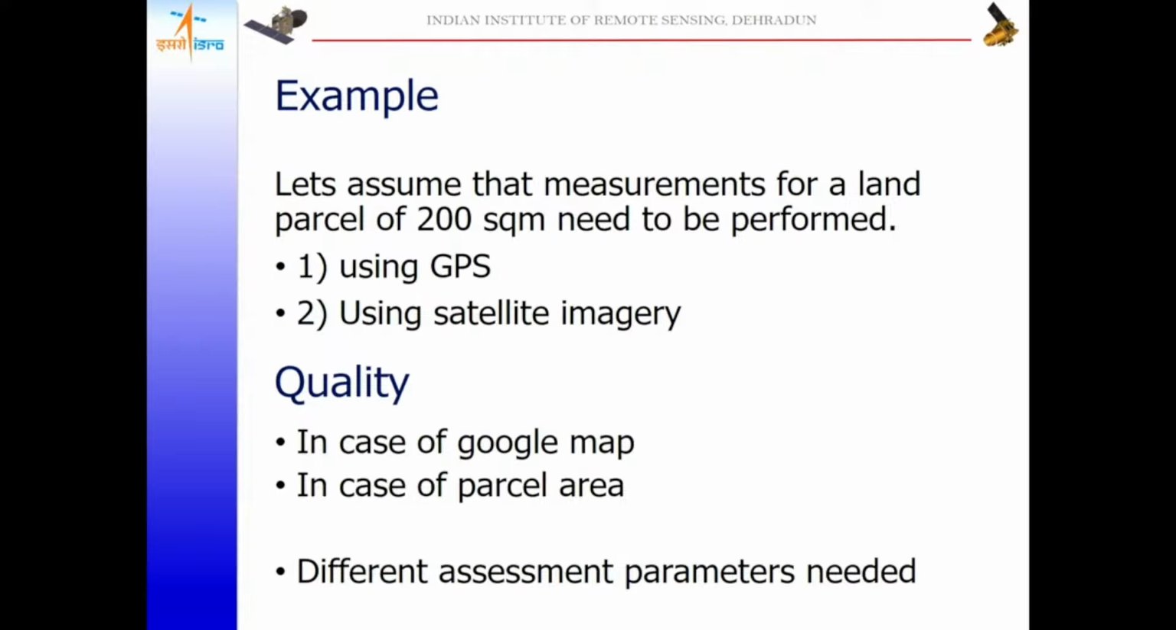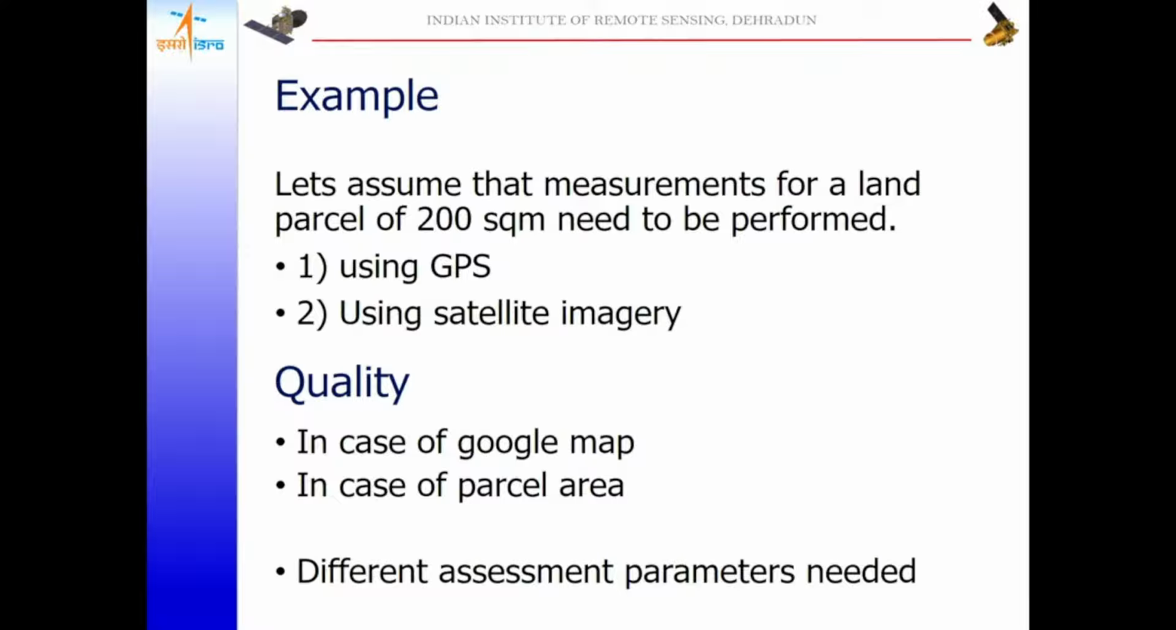It is there, and you have been given basically two sets, two sources, what we can say. One is using the GPS. You go onto the ground and then you measure the points and then find out how much area is there. Okay, it may be close to 200 square meters, plus minus something.